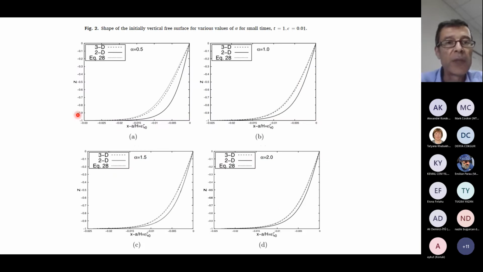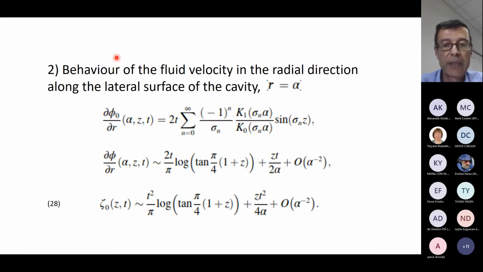Now, in this figure, we have the shape of the vertical free surface. The solid line is the two-dimensional results, and then we have the three-dimensional result, and we have equation 28. Now equation 28 is this one. This is the leading order term, and this is the smaller term here. So we want to see the effect of this smaller term here.